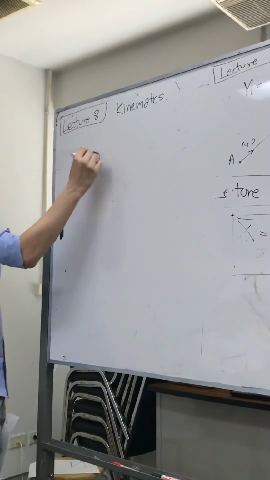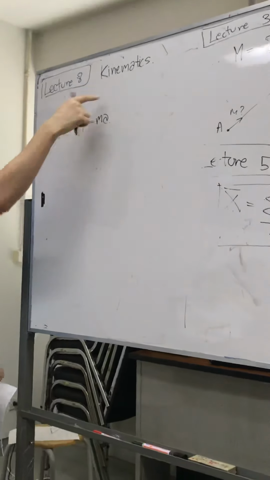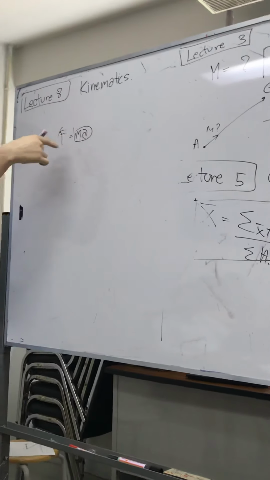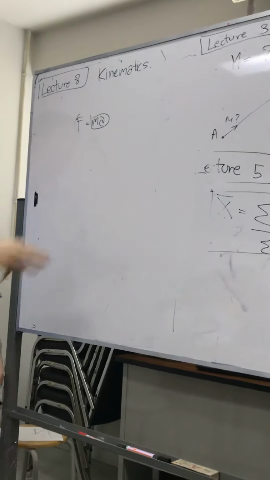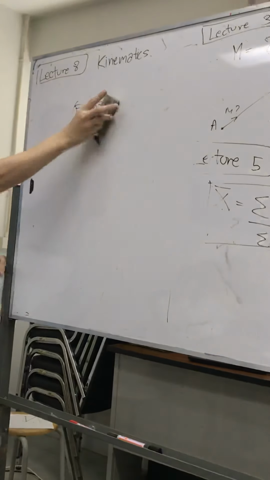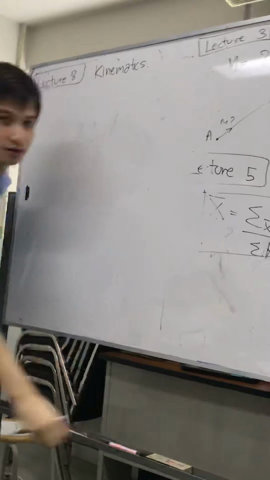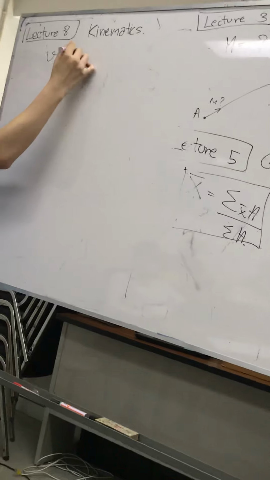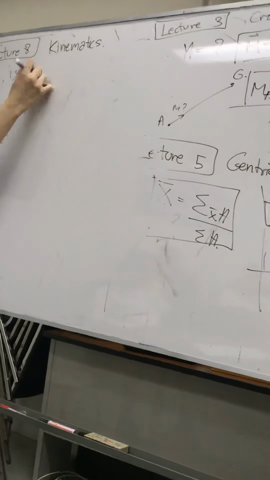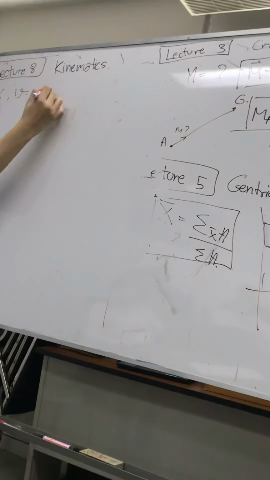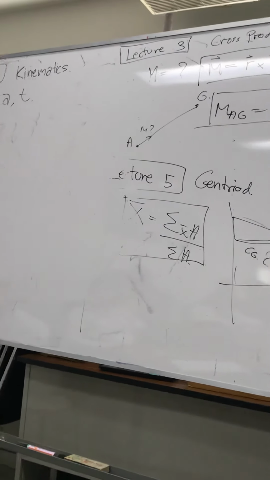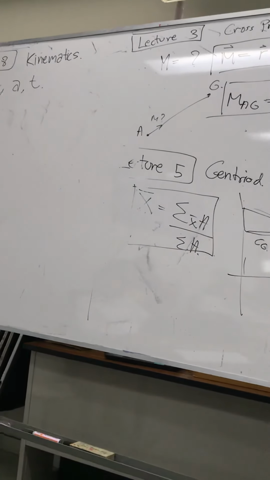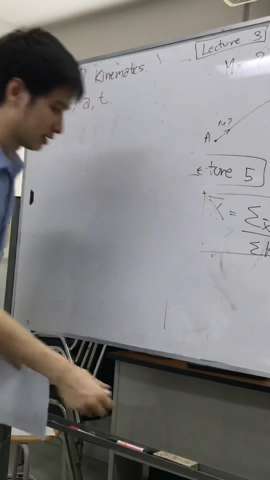So can you remember F equal to ma? This one is kinetics. It's related to force, and the movement of the force is related to energies. But in kinematics, we don't care about this. Kinematics, we only use displacement, velocity, and acceleration, and of course, time. So nothing else. No force, no mass.